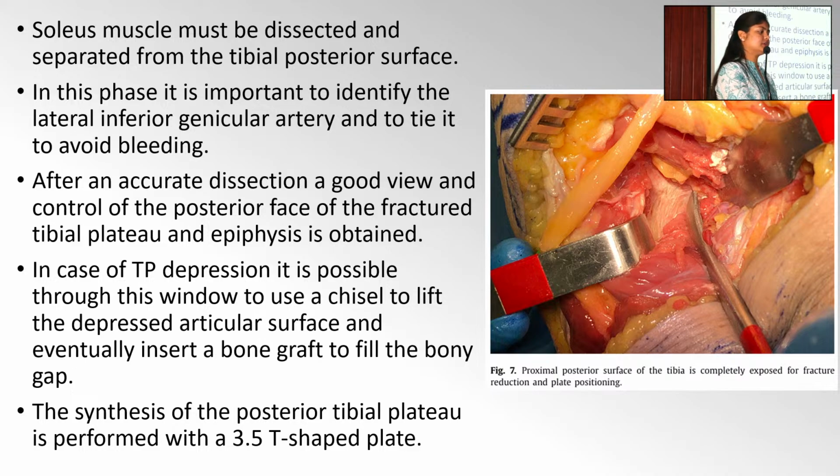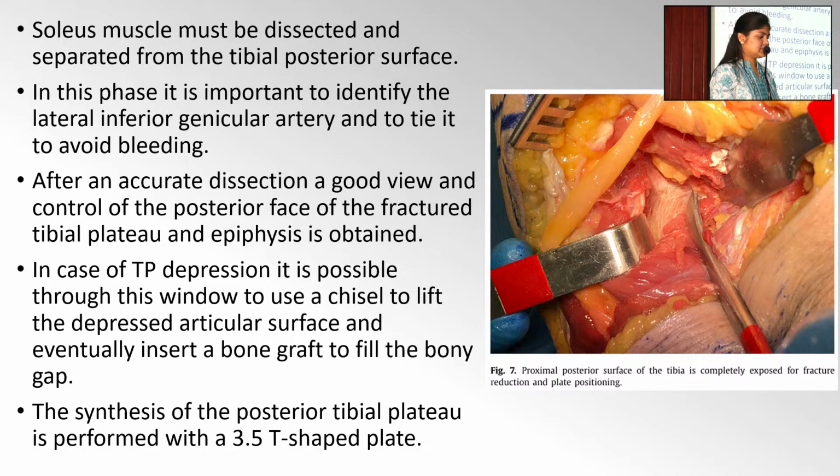The soleus muscle must be dissected and separated from the tibial posterior surface, as it is reflected here. In this phase, it is important to identify the lateral inferior genicular artery and tie it to avoid bleeding. After an accurate dissection, a good view and control of the posterior face of the fractured tibial plateau and epiphysis is obtained. In case of tibial plateau depression, it is possible through this window to use a chisel to lift the depressed articular surface and eventually insert a bone graft to fill the bony gap.